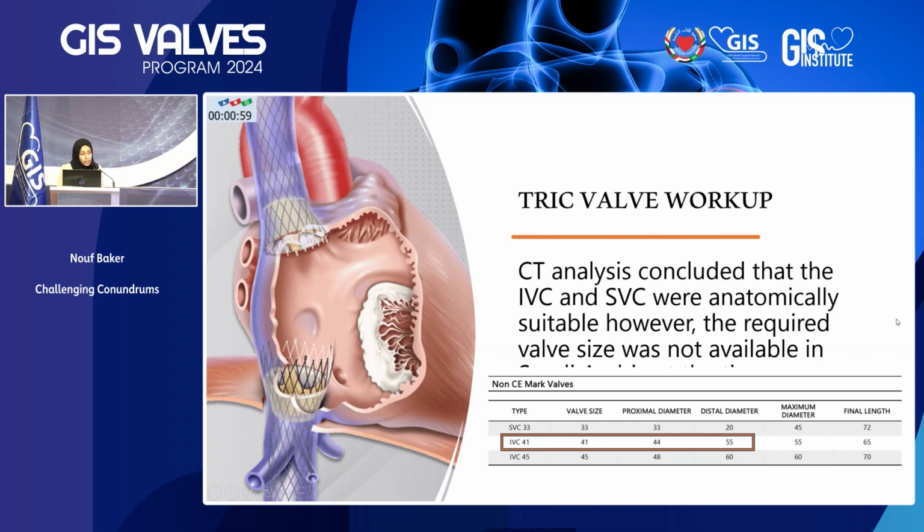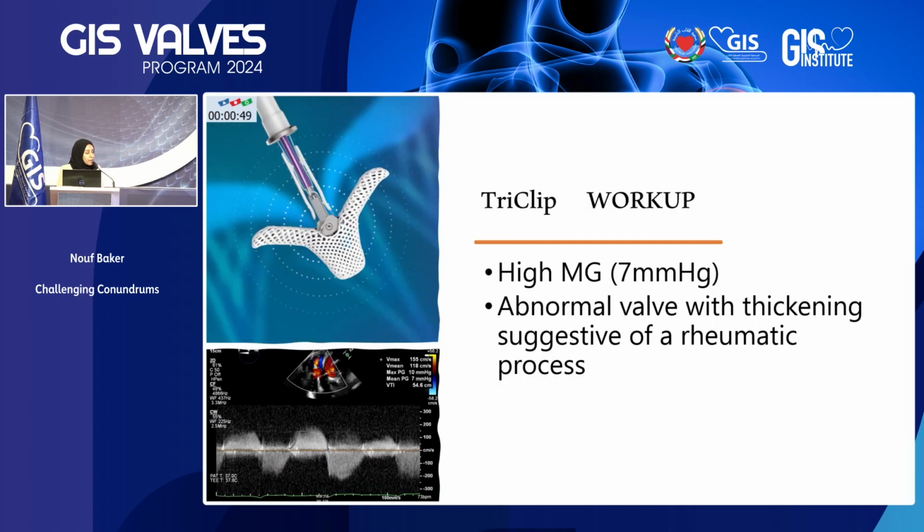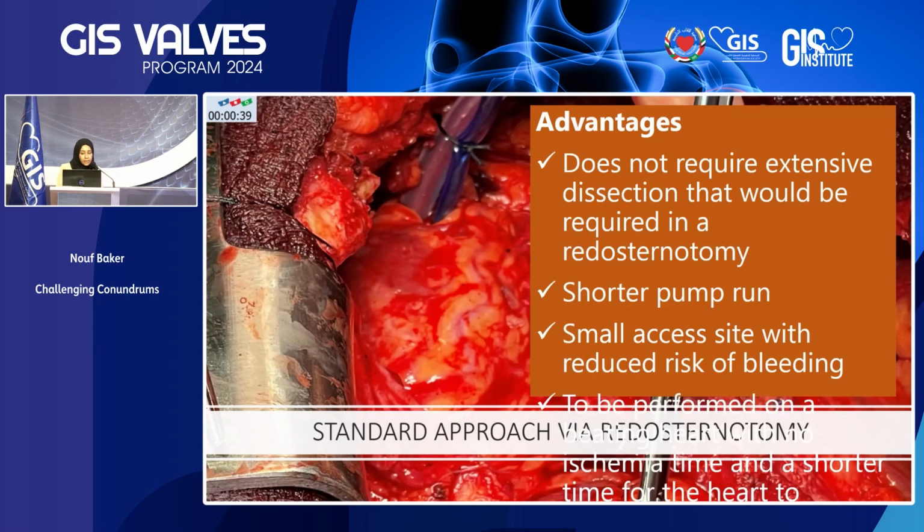TricValve, not an option. IVC 41, this was a non-CE marked valve, so it was not available in the kingdom. TriClip, we thought a high gradient, abnormal looking valve, so we did not go with that option. So next we're left with minimally invasive tricuspid valve replacement versus reduced sternotomy.